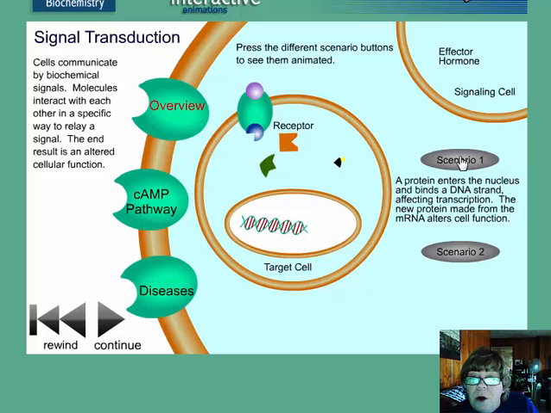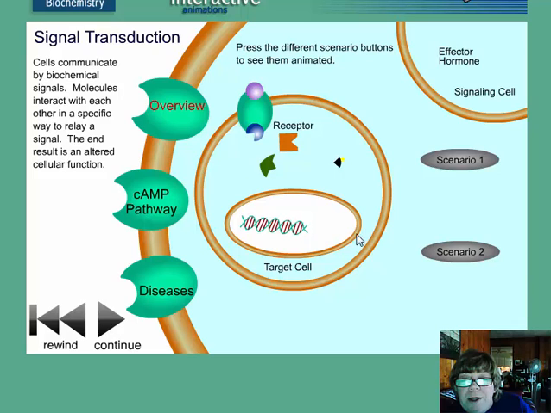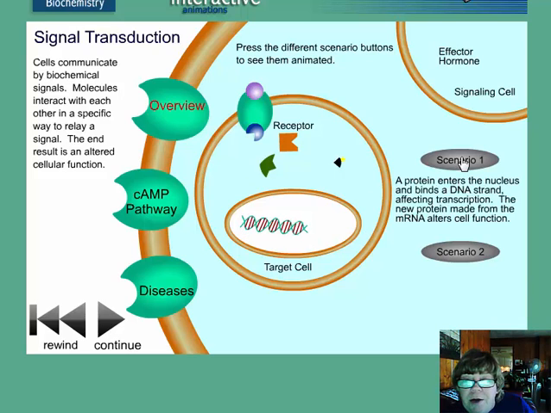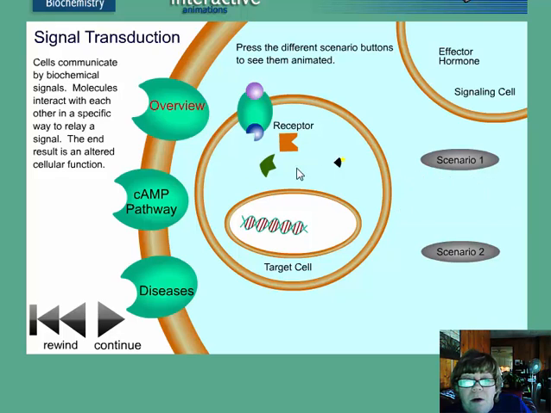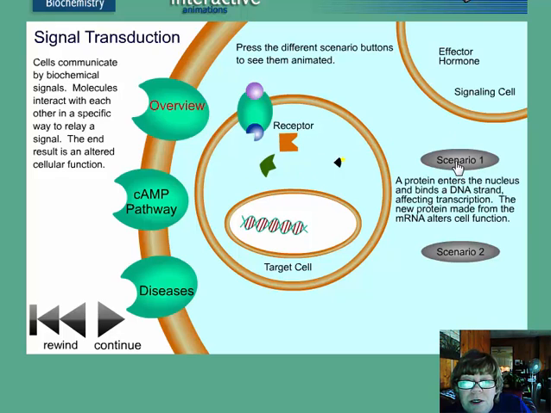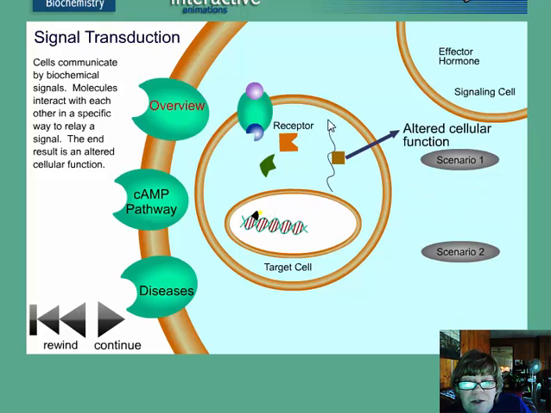So what happens here, we're going to say a protein will enter the nucleus and bind to the DNA strand. I know you all know what that looks like, and it's going to affect transcription. Well, since you haven't had that part yet, transcription is the making of proteins. And a new protein can be made from the messenger RNA that will alter the cell function. All right, so you watch it, it goes, and that was a piece of messenger RNA, and because it's single-stranded. And then here you'll notice it's going to alter cellular function.